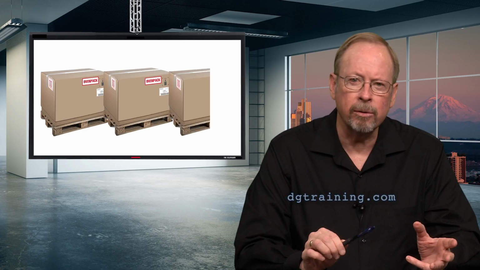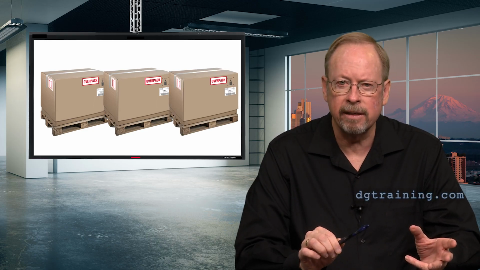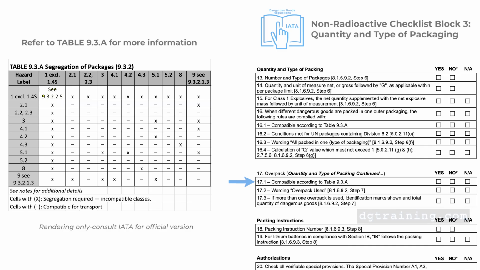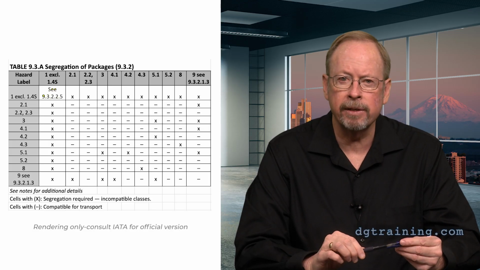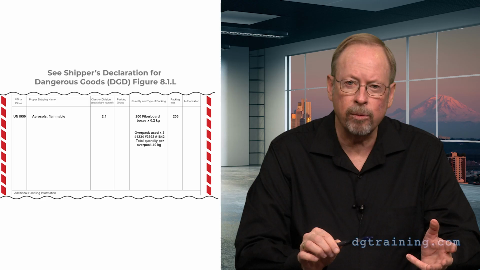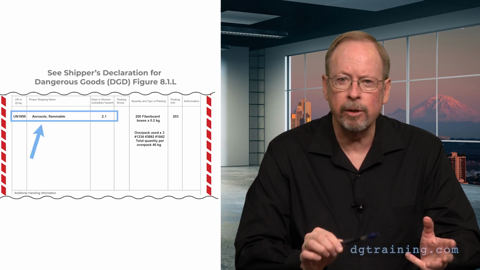Now, we need to show information about the overpacks in which those boxes are contained. The first overpack checklist item asks us to ensure that the different packages in the overpack are all compatible according to table 9.3a. This compatibility or segregation table is covered in section 9 of this training. In this example, IATA 8.1L, example 8, there's only one type of DG in the overpack.